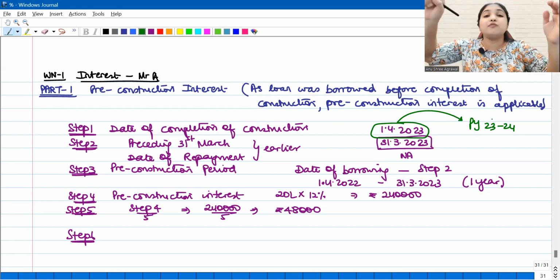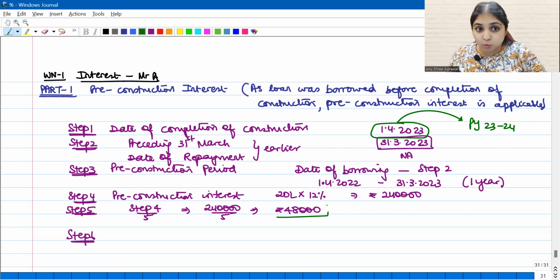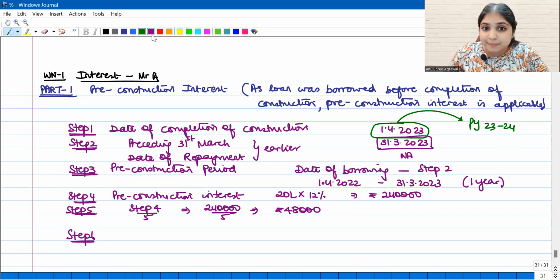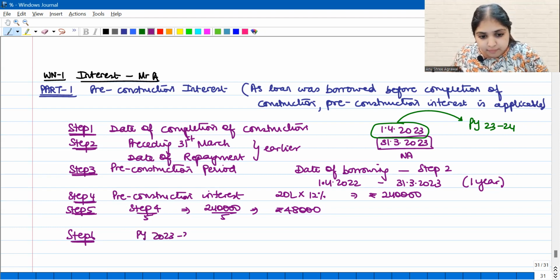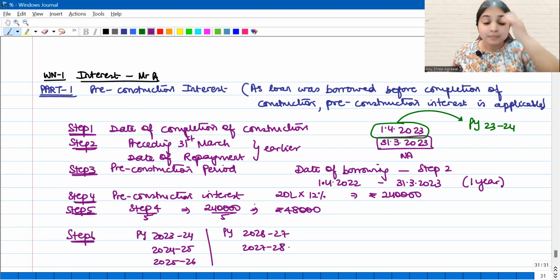So 23-24 onwards for 5 years, I will get a deduction of this 48,000. Right? So what will be my list of 5 years? We'll have previous year 23-24, then previous year 24-25, then previous year 25-26, then previous year 26-27, and finally previous year 27-28. In these 5 years, I will get a deduction of this 48,000 each year.